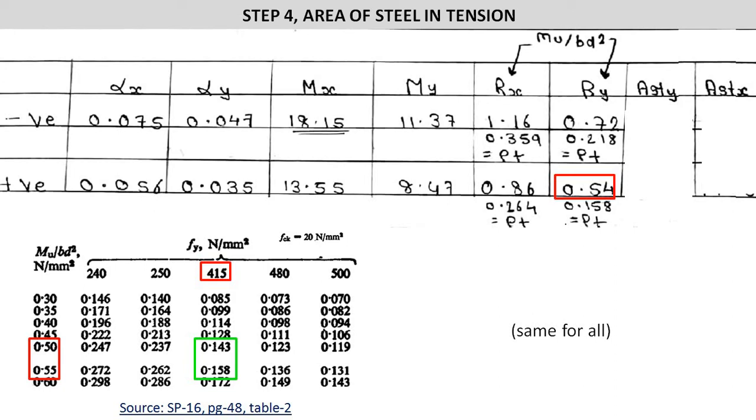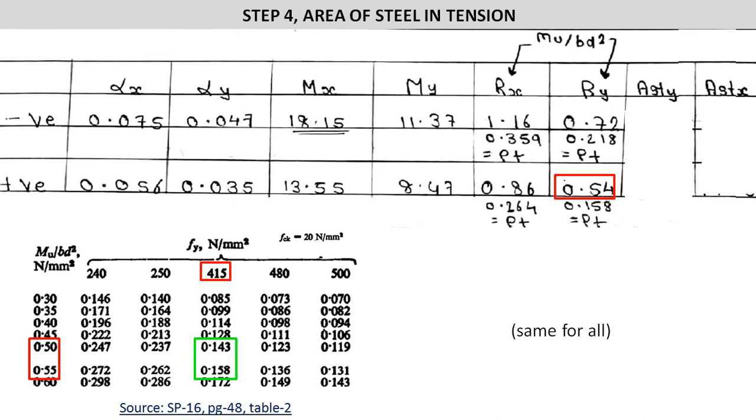Moving on to step number 4. Step number 4 is to calculate the area of steel in tension. In the continuation of this table, we have to find the area of steel in Y and the area of steel in tension in X, both. For this, before calculating the area of steel in tension, we have to find the percentage of steel for all four things.